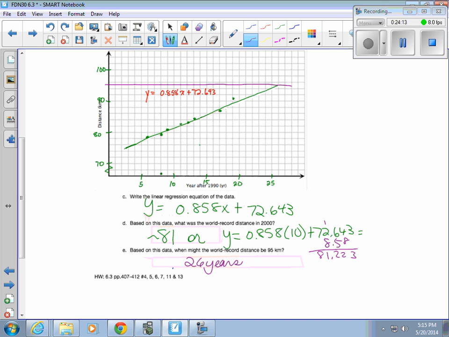So you could do the same thing here and substitute in and say 95 is equal to 0.858x plus 72.643 and solve for your x value. So your questions are there. Play around with it a little bit. I have to change something on my other one, and I'll show you in class how to plot the line of regression on your calculator.